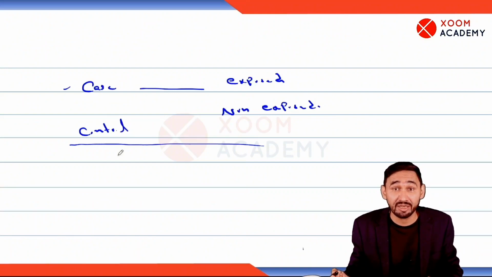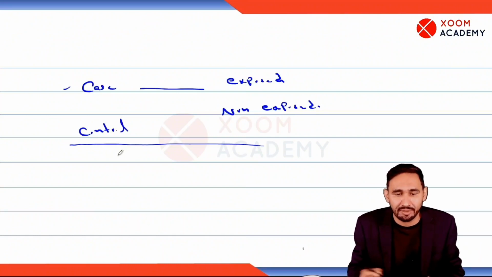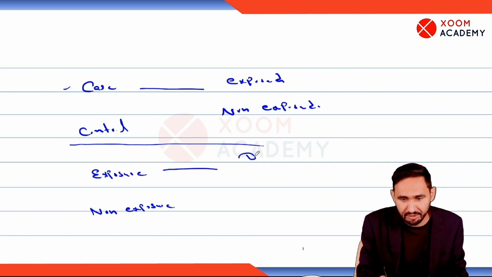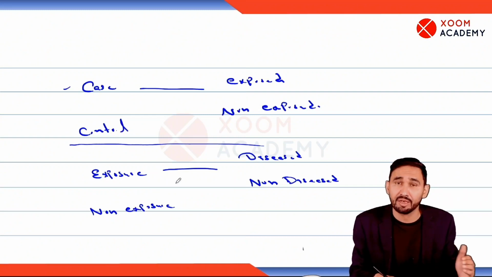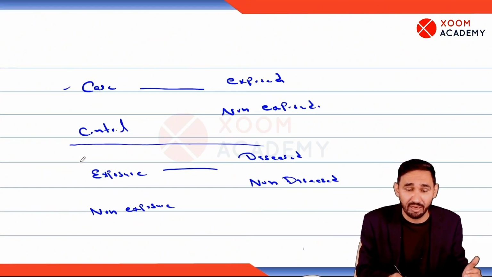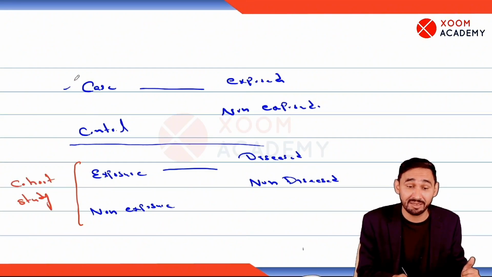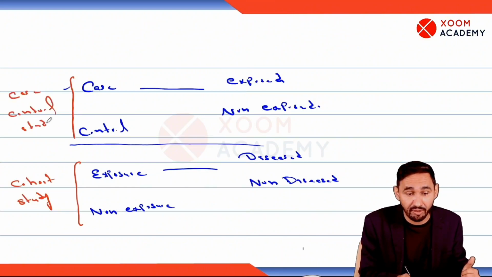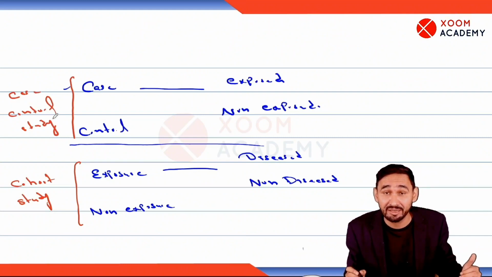And in cohort study, we divide exposed people into diseased and non-diseased because we move from exposure to outcome. We take people who are exposed and non-exposed, and we divide them into diseased and non-diseased. So the number of exposed people is greater in cohort study. And the number of diseased people is greater in case control study. You have to identify whether this is case control study or cohort study.